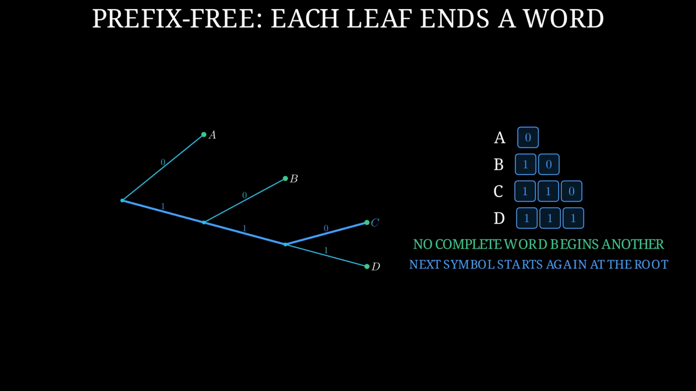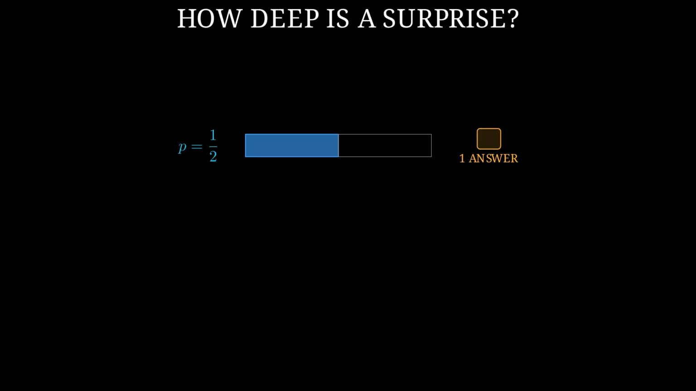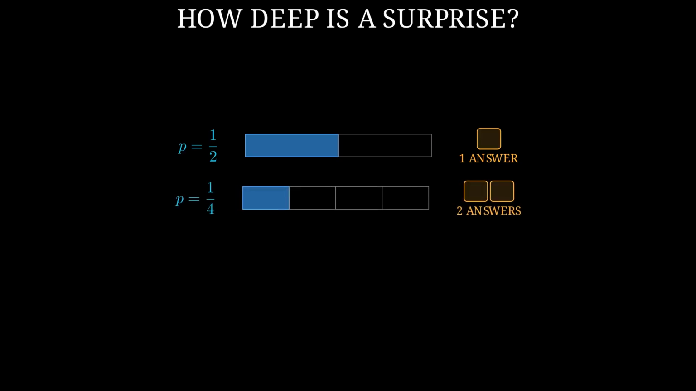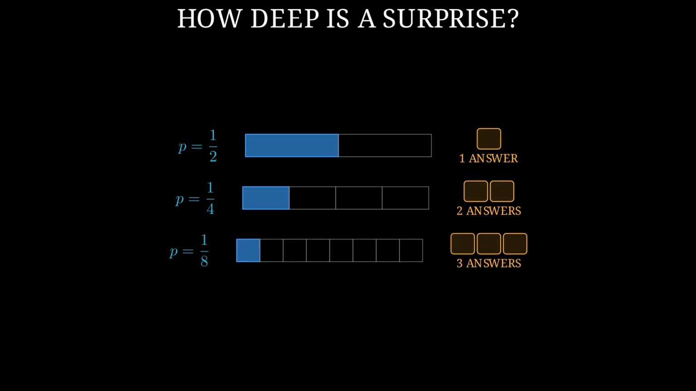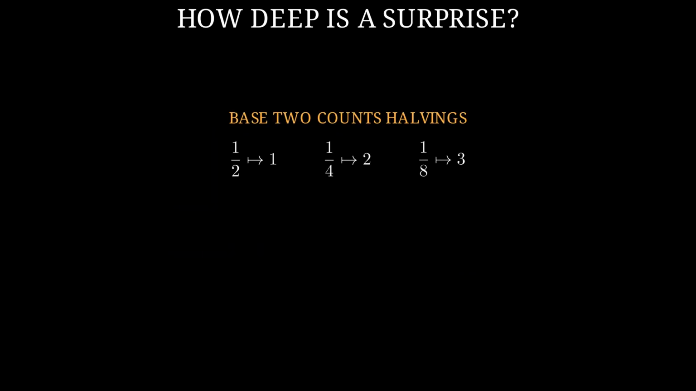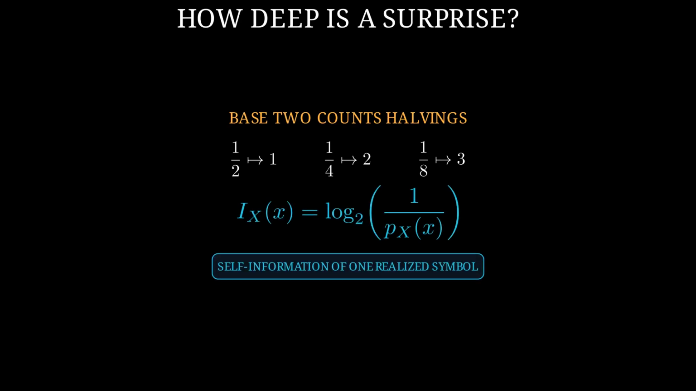Why do these depths mirror the probabilities? 1/2 is reached after one equal split. 1/4 takes 2 halvings. 1/8 takes 3. Each halving adds one yes or no answer. That is exactly right. Base 2 logarithms count those halvings. 1/2 maps to 1, 1/4 to 2, and 1/8 to 3. For a realized outcome with positive probability, we call this its self-information under the stated source model.